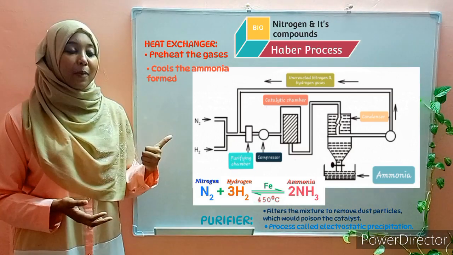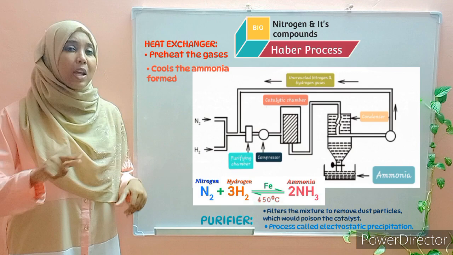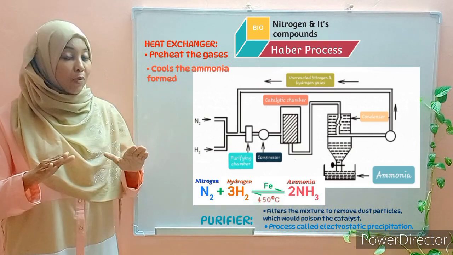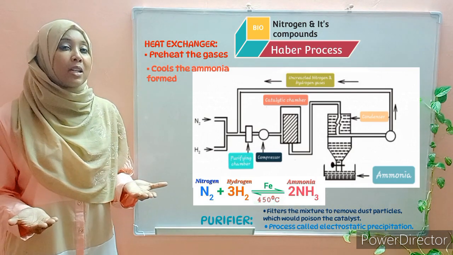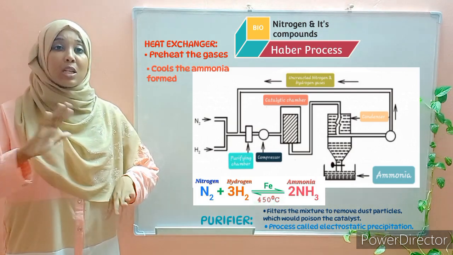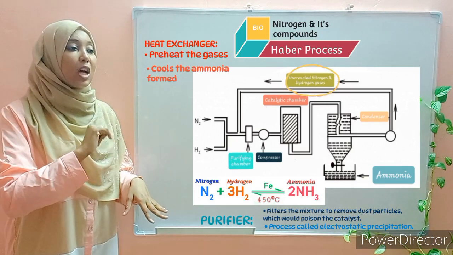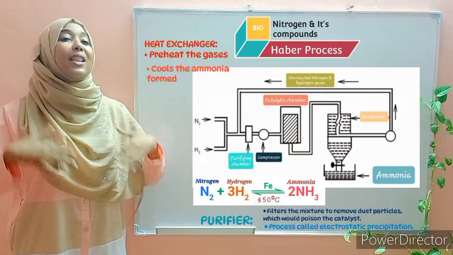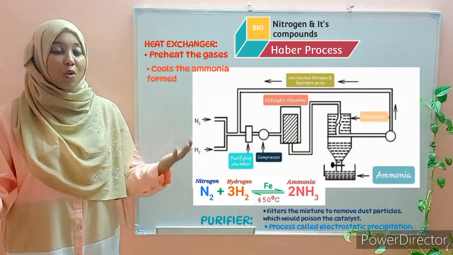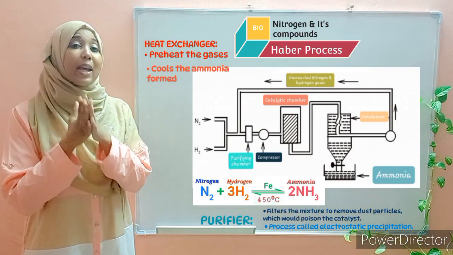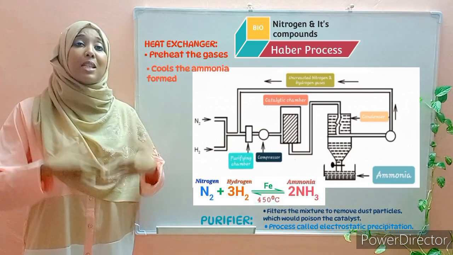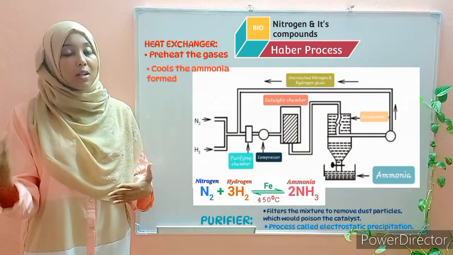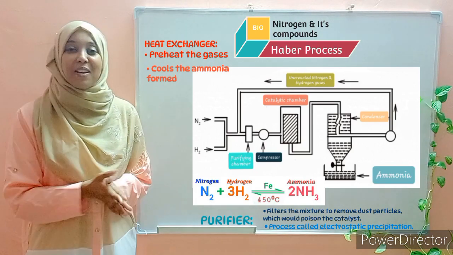Now, going back, in the catalytic chamber, not all of the nitrogen will react with the hydrogen to form ammonia. Some of the nitrogen and hydrogen will remain unreacted. So what happens to these two? They pass back into the heat exchanger and they will then be recycled. So they will move back to the catalytic chamber where they will react with one another, leading to the formation of ammonia. This is one of the reasons why this process is economical, because the gases that didn't react, the nitrogen and hydrogen, are recycled back and they react again to form ammonia.